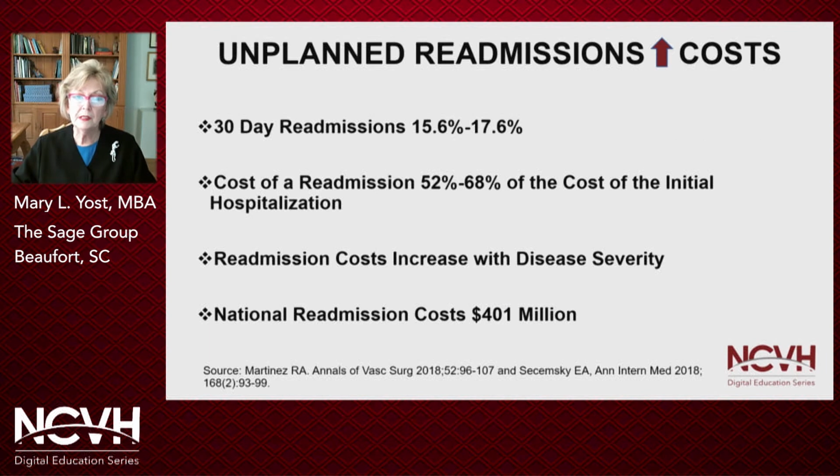Unplanned readmissions increased the cost. 30-day readmissions are 16% versus 18%. The cost of a readmission is 50 to almost 70% of the cost of the initial hospitalization. Readmission costs increase with disease severity, and one study found that national readmissions add approximately $400 million to total costs.